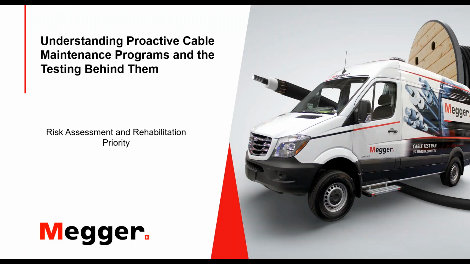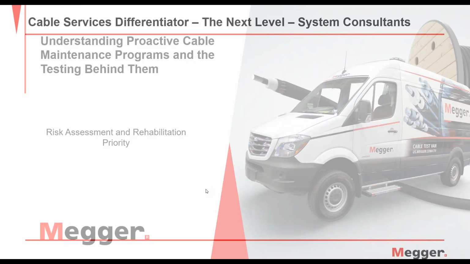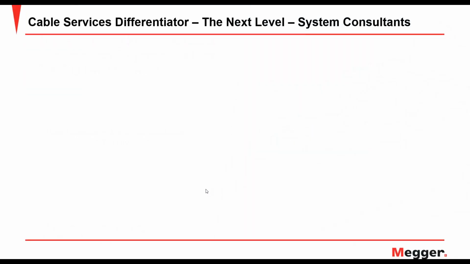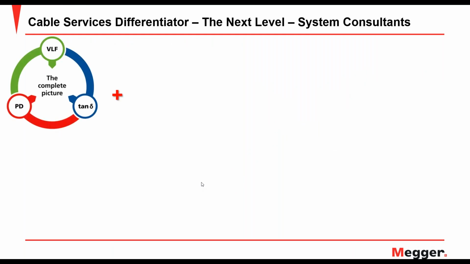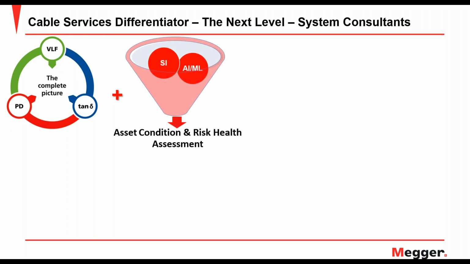So now let's look at risk assessment and rehabilitation priority. Now we've got all the results, and as Charles was showing, we have results that can be uploaded into your asset management systems. We talked about having the complete picture. We then talked about risk and health assessment, which is what we're getting into now, and asset condition. So what does the structure information look like.